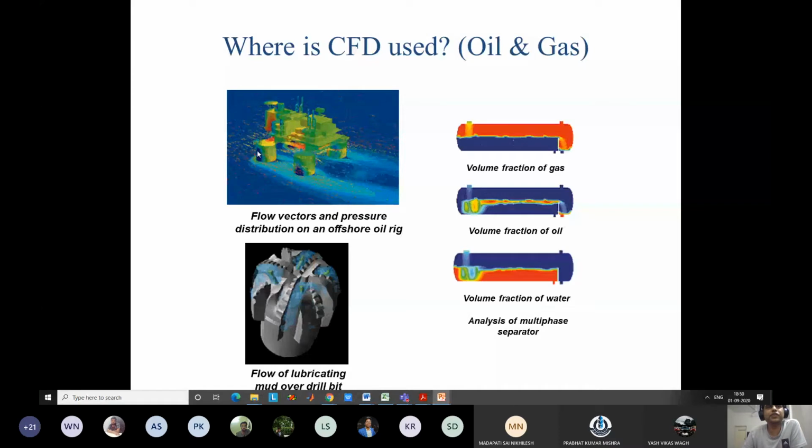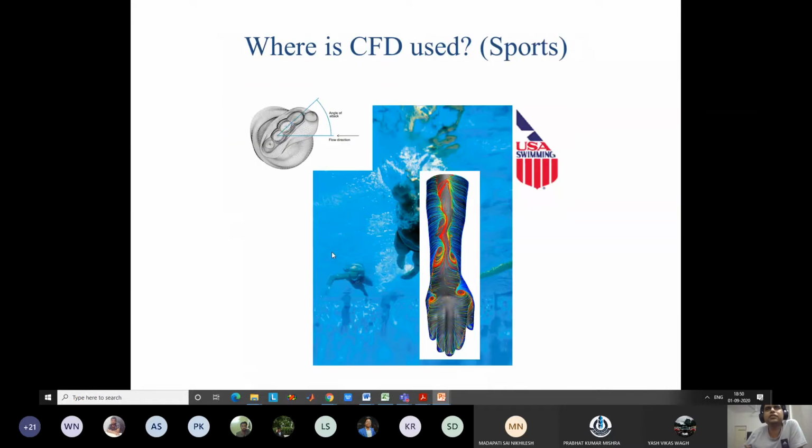So we have to study the stability, because this is standing in water which is say 100 or 200 meters deep, and there is a lot of force on this. If it is not properly designed, it can get damaged. So all these things, okay, flow around a drill bit. So this is another important industry.